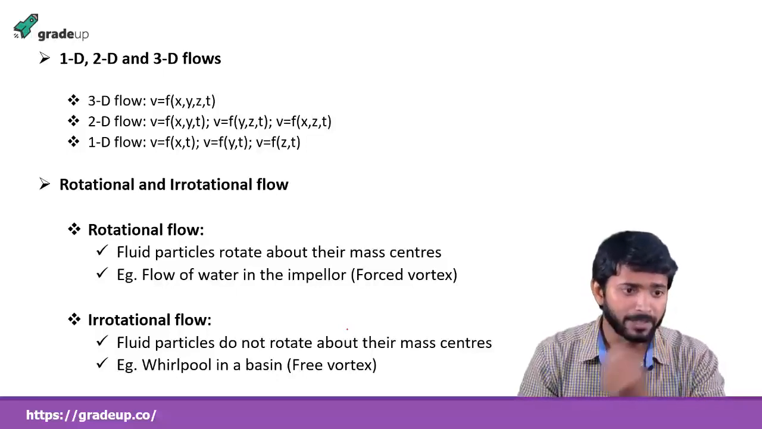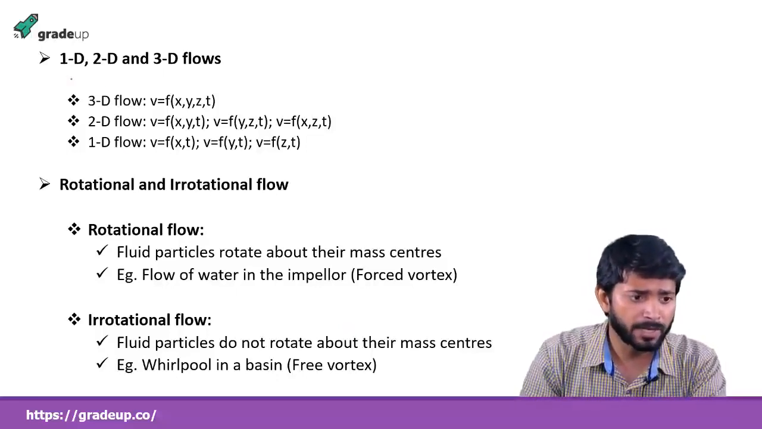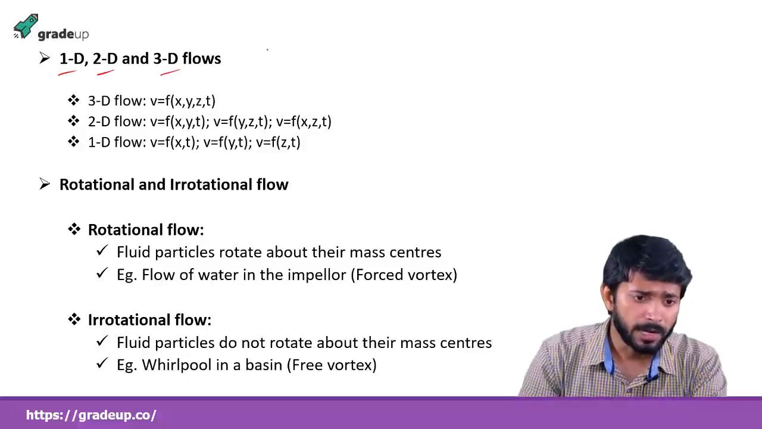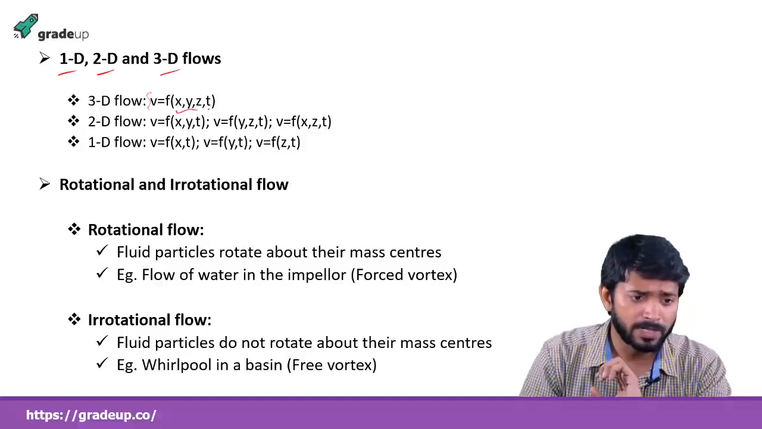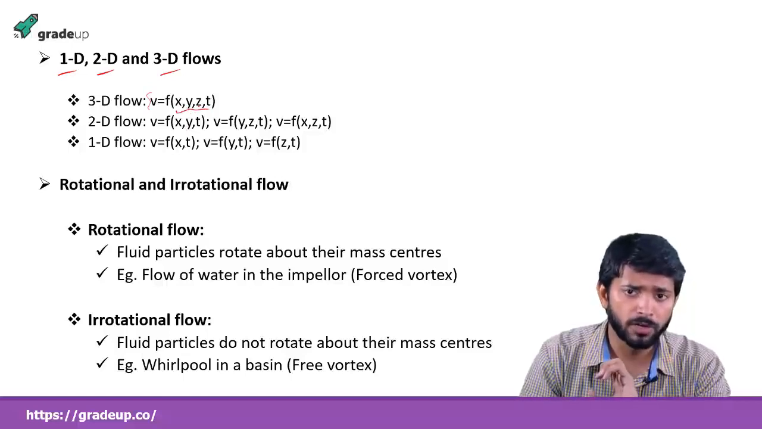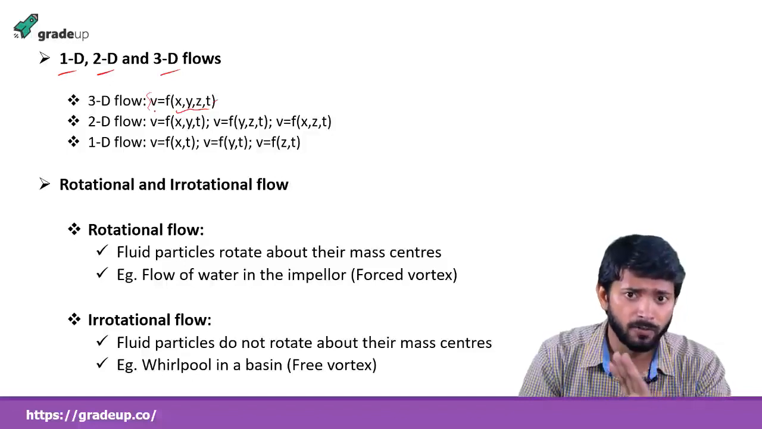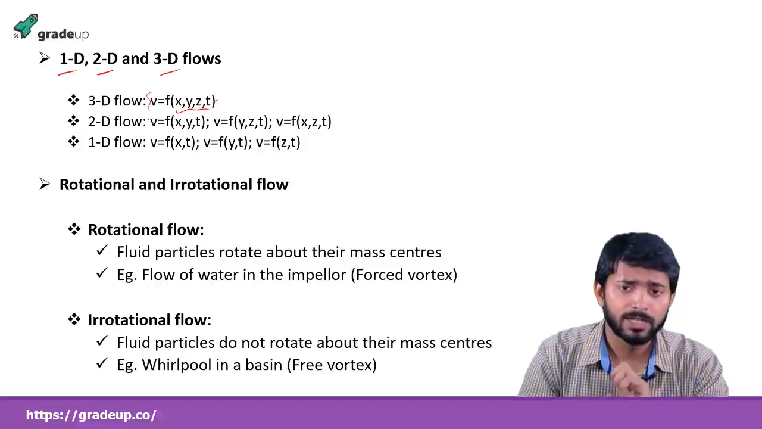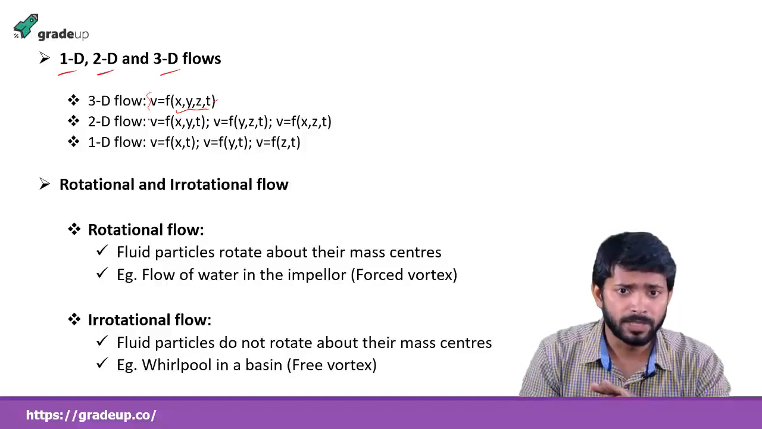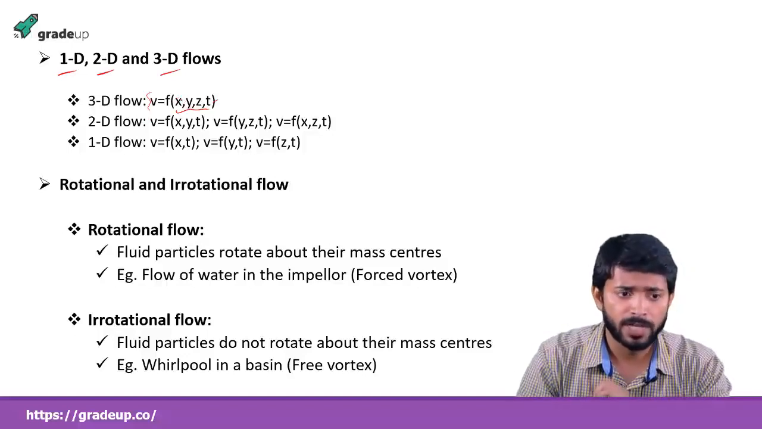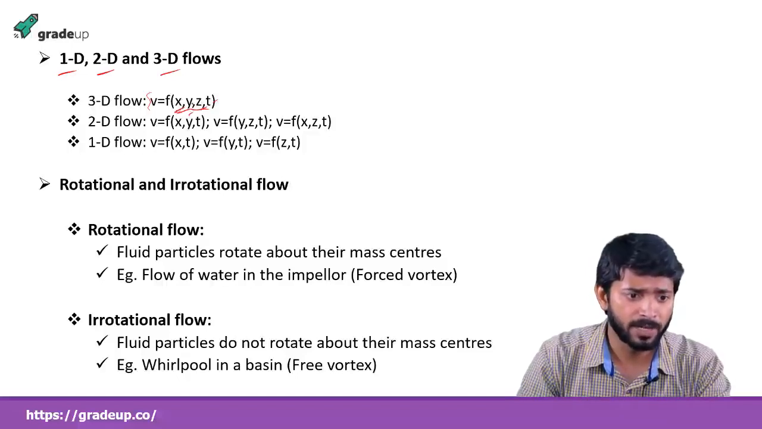Okay. Another way flows can be categorized is as 1D, 2D and 3D. We know that the flow condition depends upon space coordinates and time. So if the variation of flow condition is in three different coordinate axes, that is x, y, z.